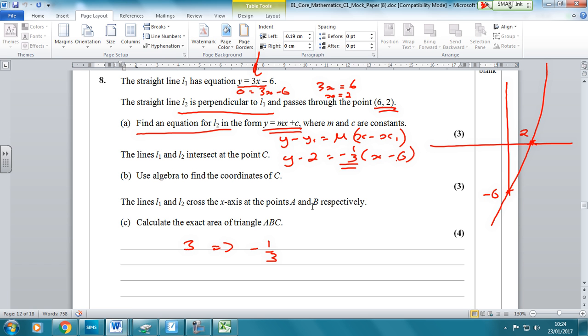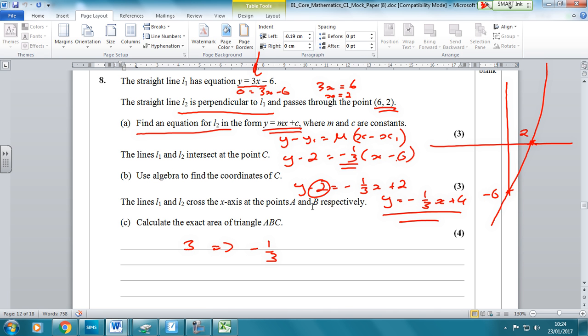And then we've got to have it in this format here. So we've got to multiply out the brackets. So y minus 2 equals minus 1/3 x. And minus 1/3 times minus 6 is going to be plus 2. Then I'm going to add 2 onto it. So we've got y equals minus 1/3 x plus 4 for 3 marks.